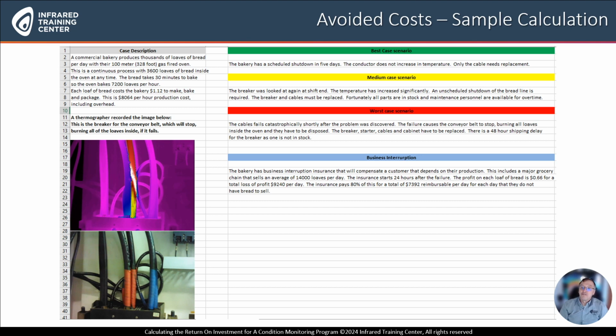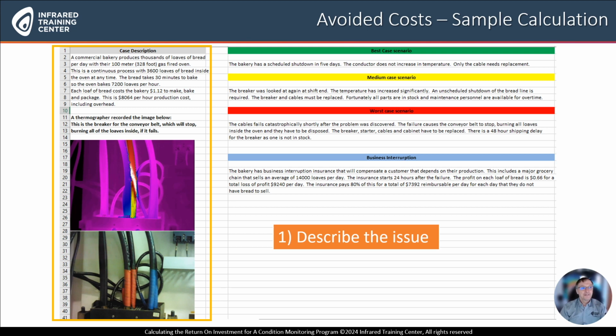The profit on each loaf of bread is 66 cents for a total loss of profit of $9,240 per day. And the insurance company will pay 80% of that and reimburse the customer, usually $7,092 per day. And I don't know whether this is reasonable or not, but it seems to be fairly common.